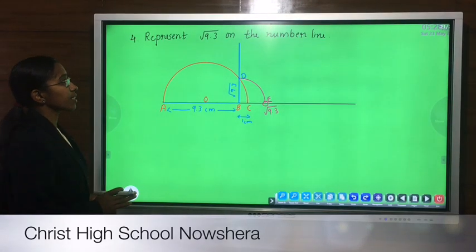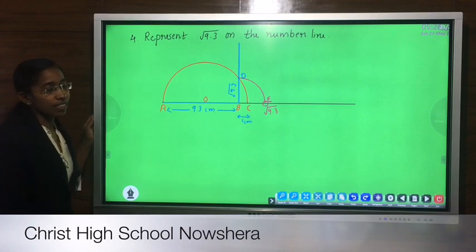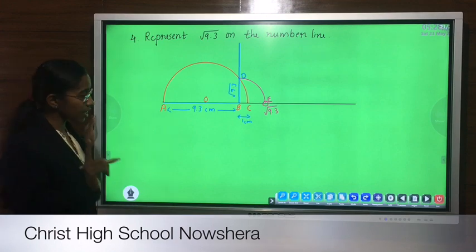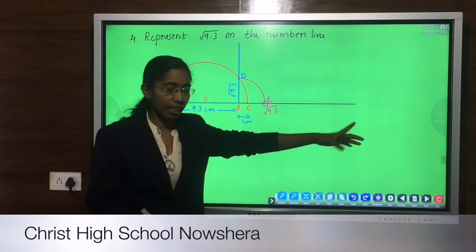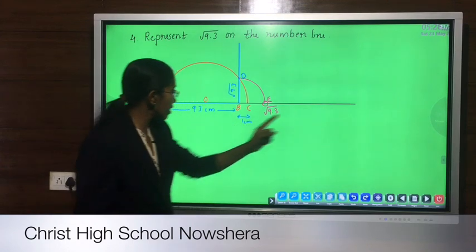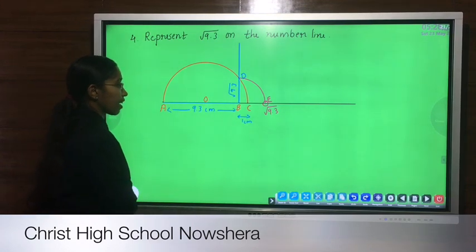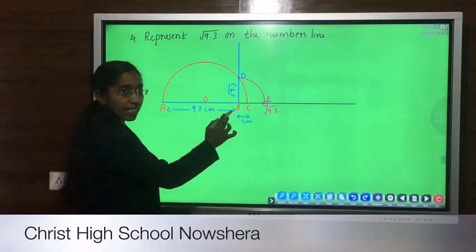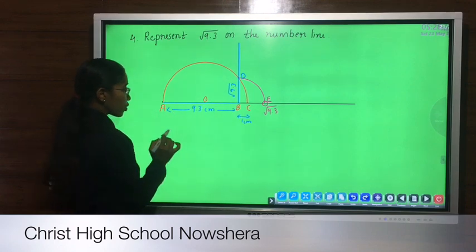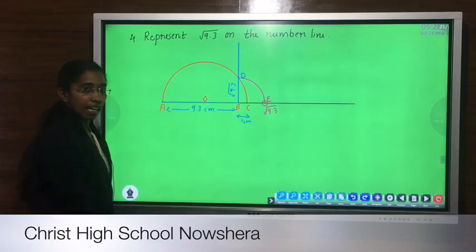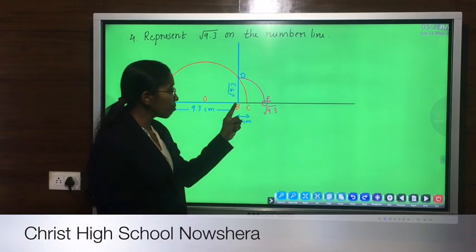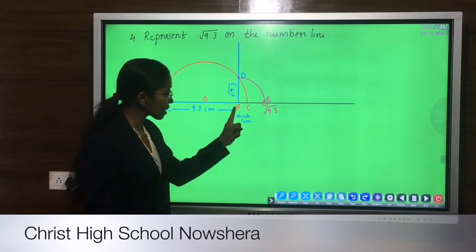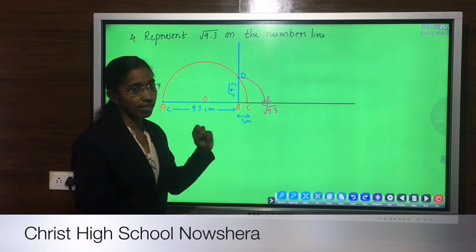Fourth question, represent root 9.3 on the number line. Actually, this is our answer. I will explain how it comes. So first step, first you draw a straight line. So here I am drawing a straight line first, and there is a fixed point. That point is A. And again, from this point A, you mark 9.3 centimeter, and that point is B. Which means here the length AB is 9.3 centimeter. From B, again you find 1 centimeter more, and that point is C. Which means here the distance BC is 1 centimeter.